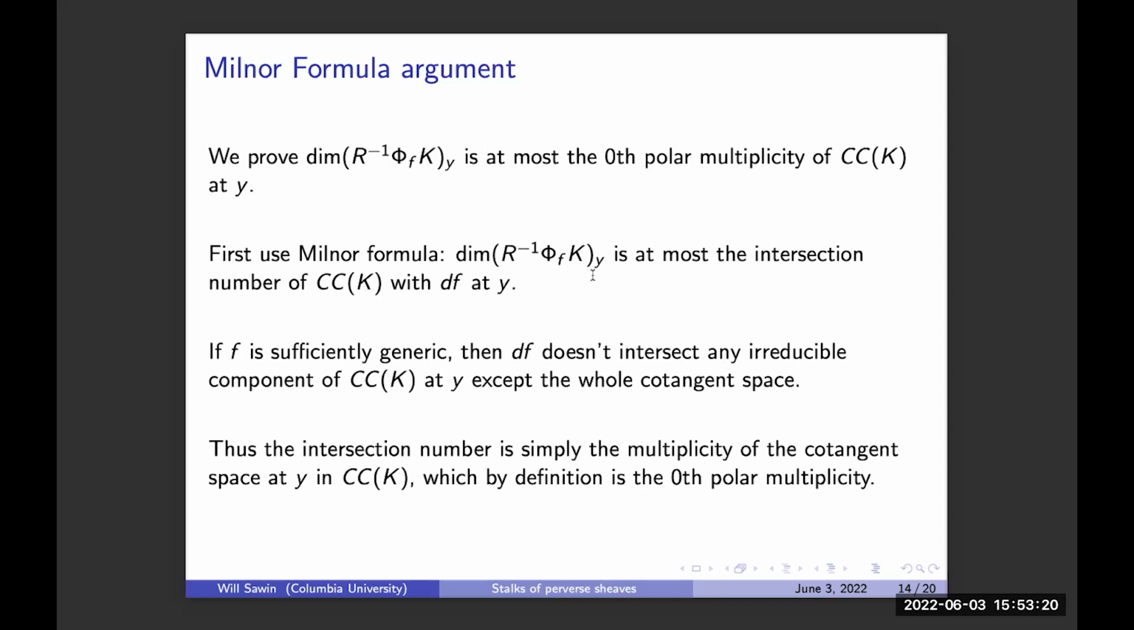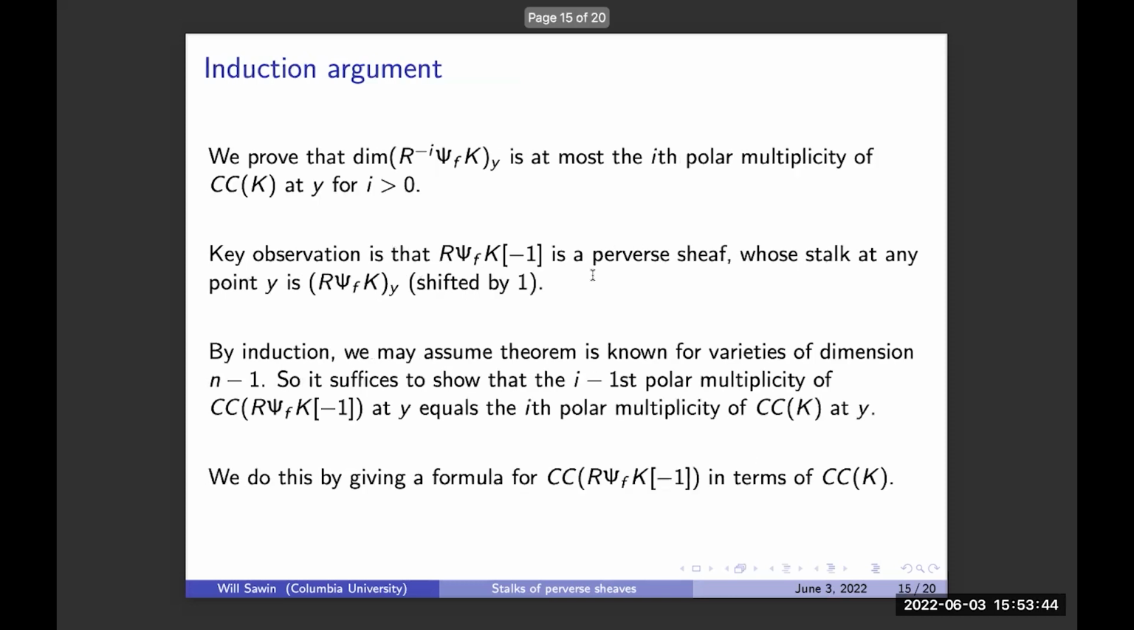So the only irreducible component of the characteristic cycle that contributes to the intersection is going to be the fiber, and the number of times it contributes to the intersection is equal to the number of times it appears, which by definition is a 0th polar multiplicity. So it works almost directly from the Milnor formula. The other step is going to be a little bit more complicated.